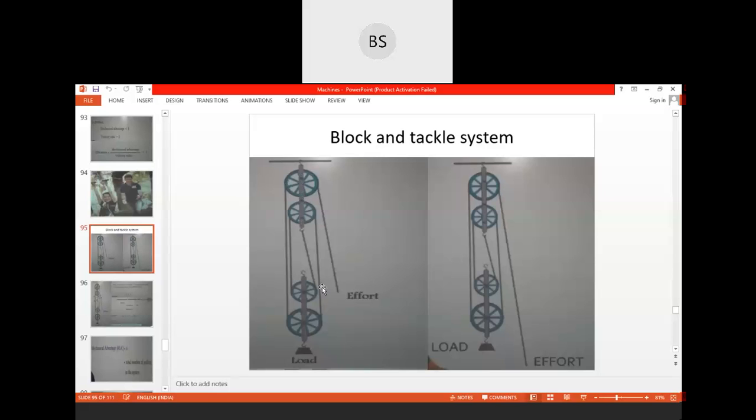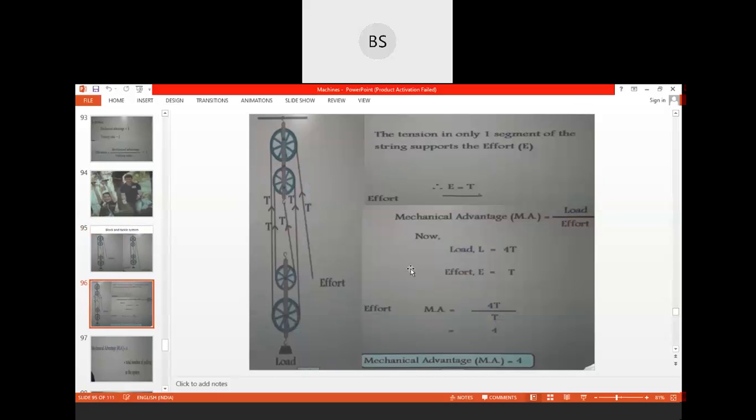Can you hear me? Okay. Why is it echoing here? Okay, fine, fine. So, clear about block and tackle now? Okay, so let us study in detail.